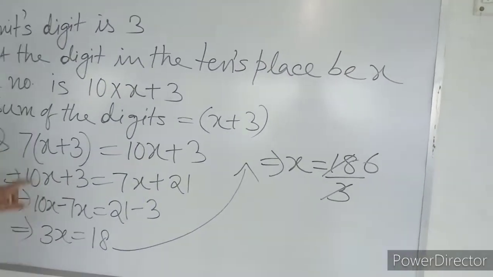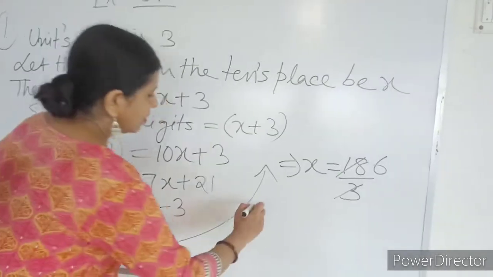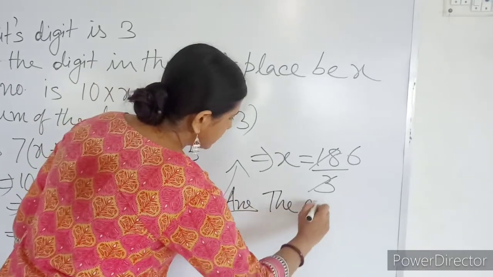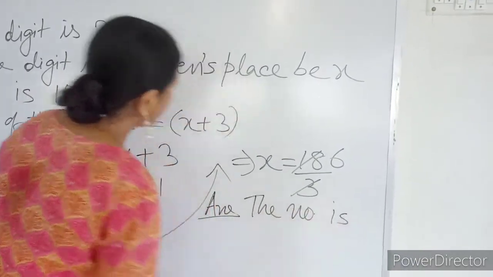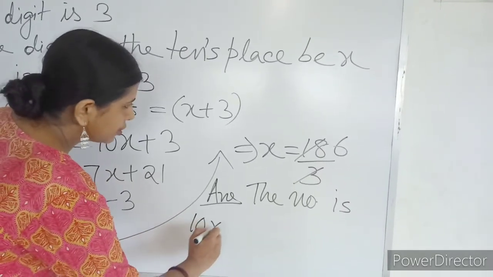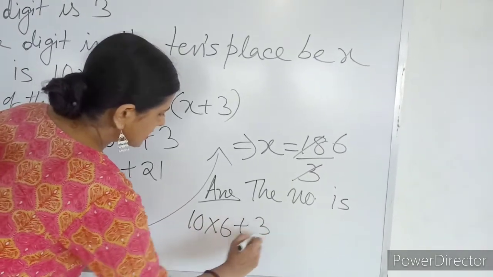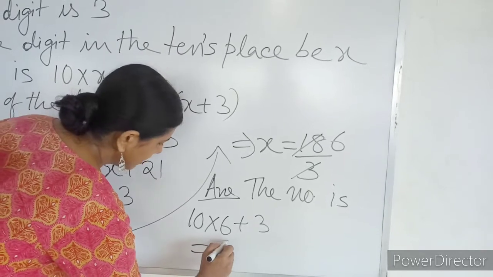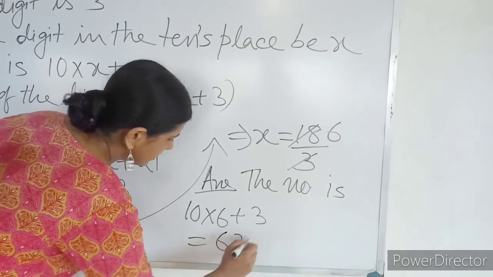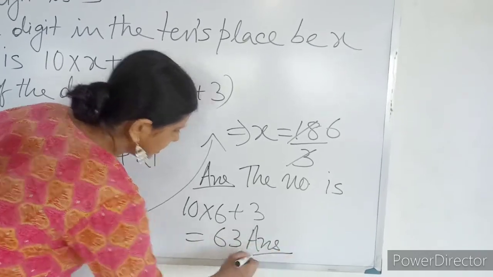Now I have to find out what the number is. My answer is, what was the number? 10x plus 3. 10 into 6 plus 3, that means 60 plus 3, 63. This is the answer.